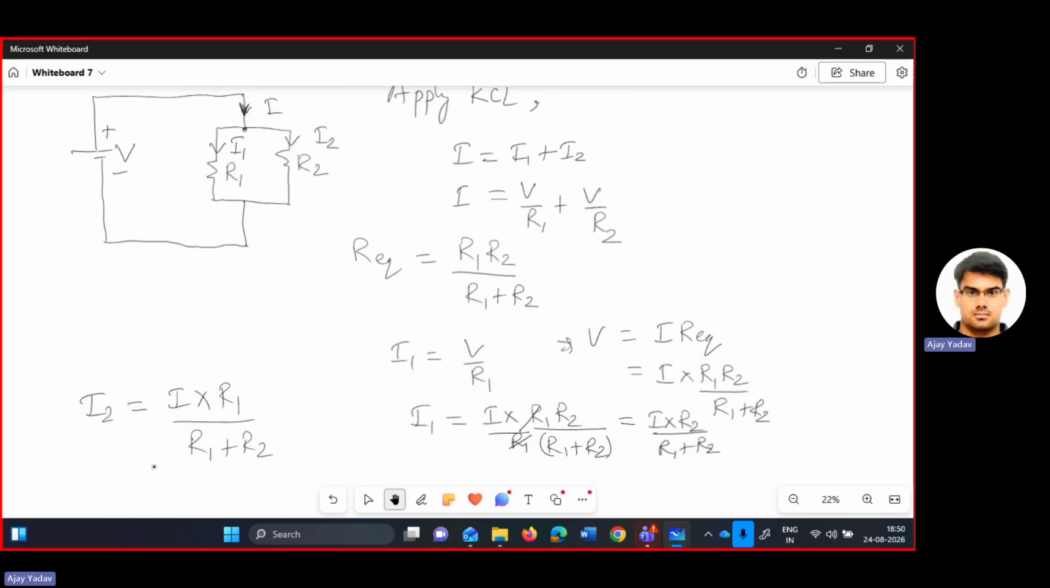So this is called the current division rule, where you can calculate the current in a branch if you know the source current and resistor values. Okay, so that's it for today. I'm stopping now.